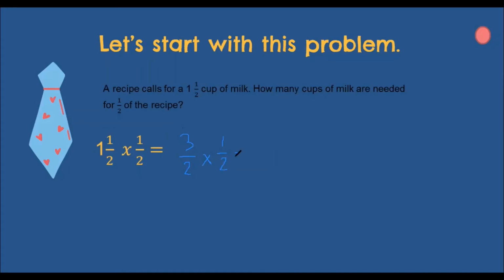Okay, so the rules in multiplying: top times top, bottom times bottom. Top times top, 3 times 1, the answer is 3. And bottom times bottom, 2 times 2, the answer is 4. And can we express our answer in lowest term? The answer is no. So this will be now our final answer.